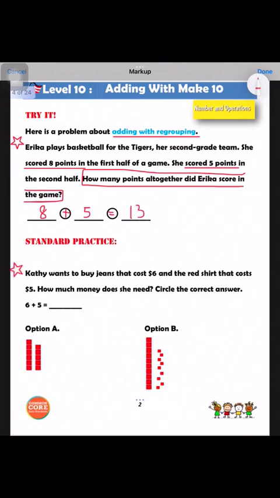Let's move on to the practice. Kathy wants to buy jeans that cost $6 and a red shirt that costs $5. So the question is, how much money does she need? Circle the correct answer. So we have 6 plus 5.